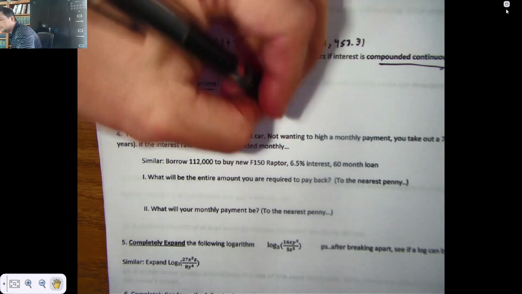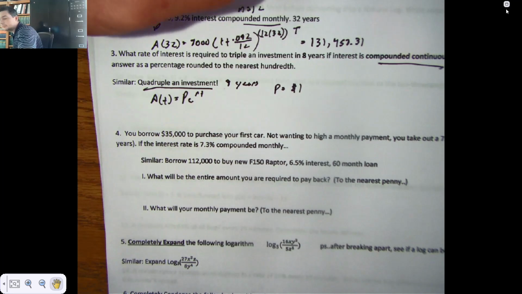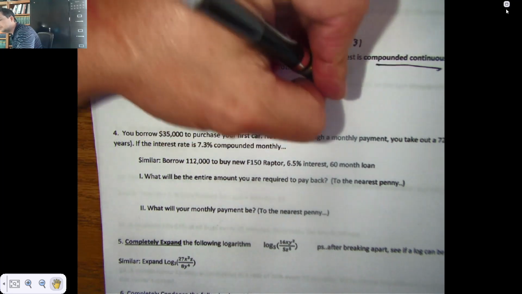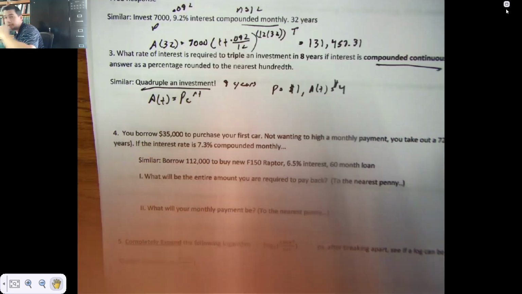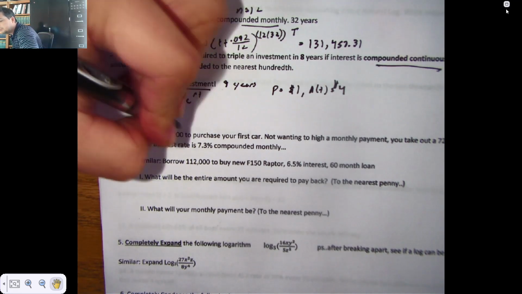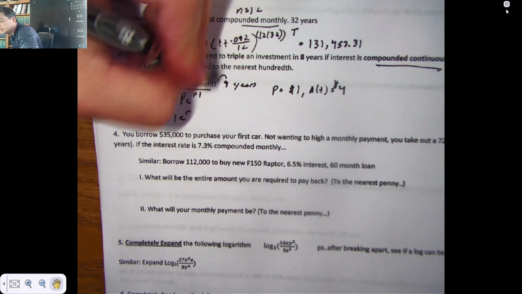So what I'm going to do is let my principal be something small like $1. After time, it becomes, since I'm quadrupling, $4. Doesn't matter what numbers you make up, it's just these are small. So 4 equals 1 times e to the r times time. I don't know what r is, but I chose 9 years.